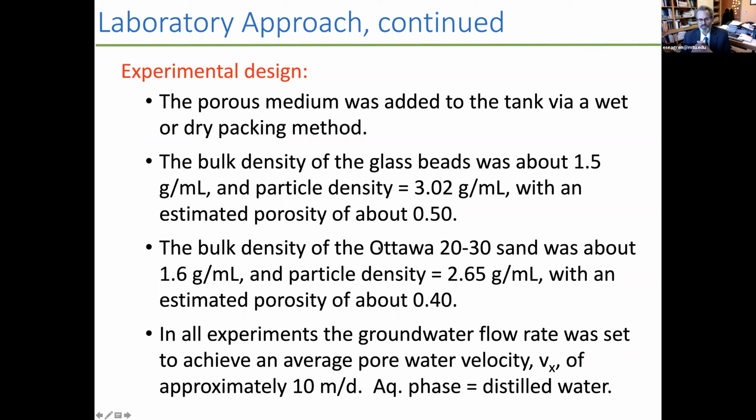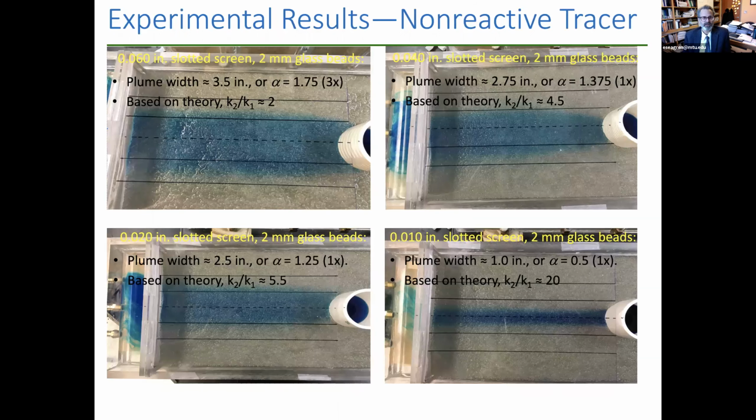In all these experiments, we set the flow rate so that we had an average pore water velocity of about 10 meters per day, so that we could complete the experiments in a reasonable amount of time. And the blue dye experiments were done with aqueous media of distilled water. So I'll show some of the results, and these I had presented about 1.5 years ago.